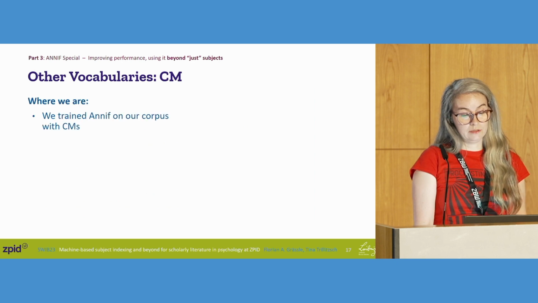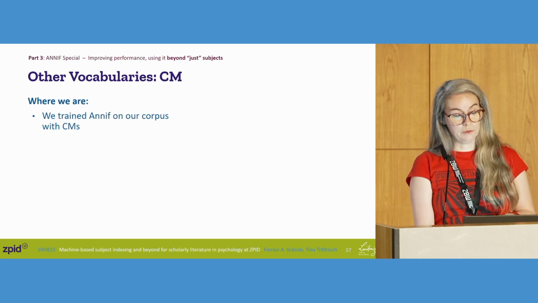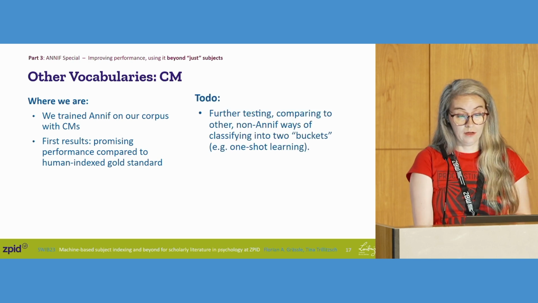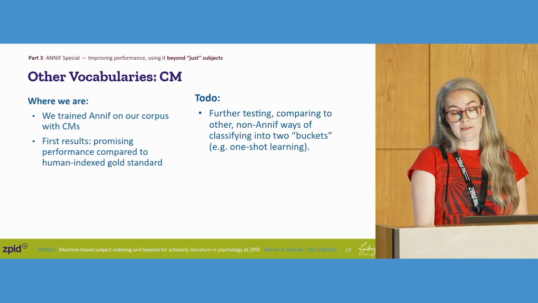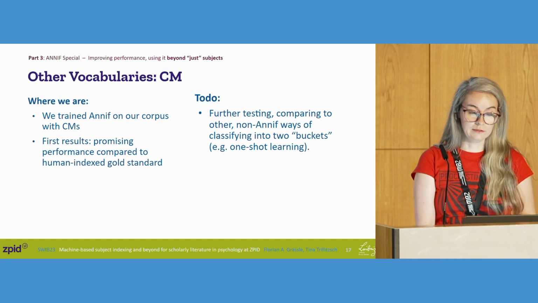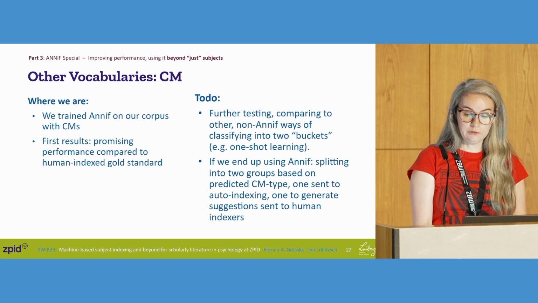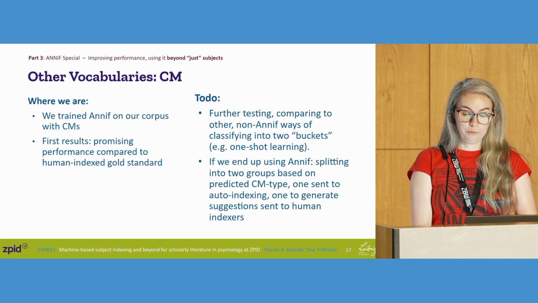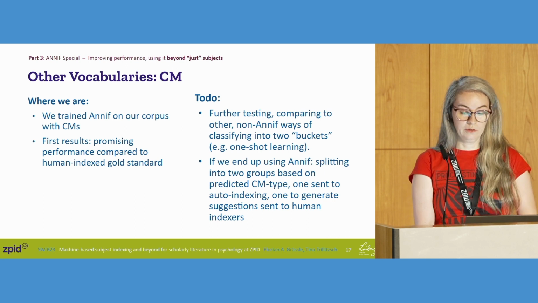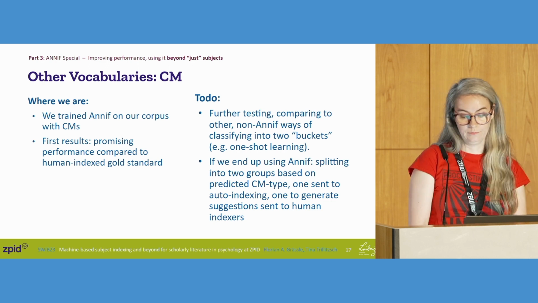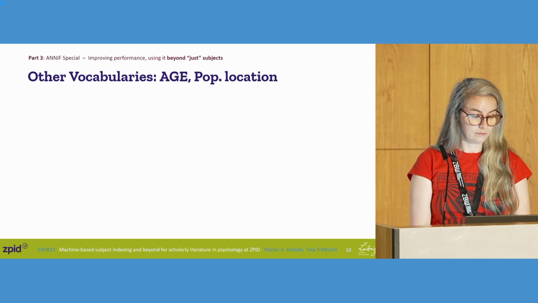Where we are right now is we've trained our Annif with our corpus and the CMs, and first results are pretty promising. What we still need to do is further testing and comparing to other methods of classifying into these two buckets. And then if we end up using Annif for that, how we're going to split the corpus and send one to auto-indexing and one to suggestions.